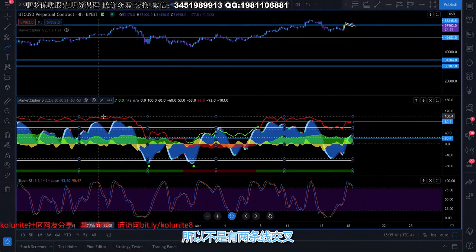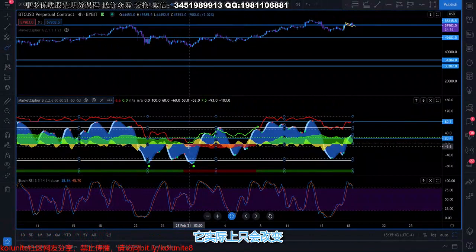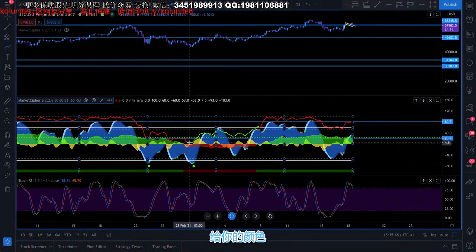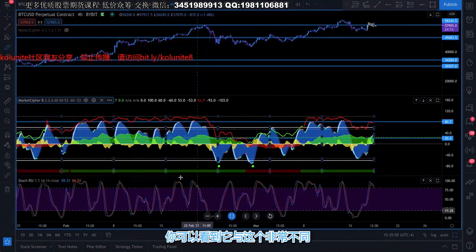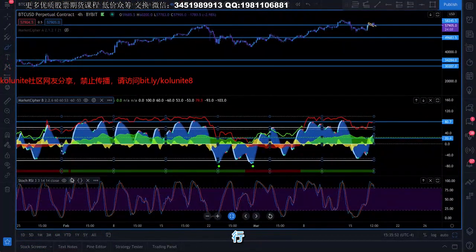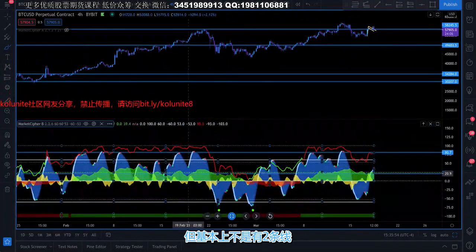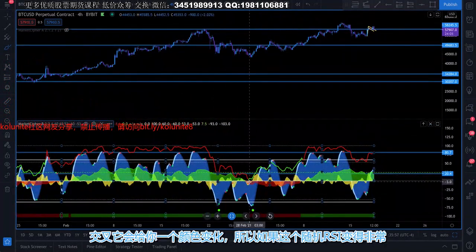Now, the Market Cipher one is very modified, okay? So instead of having two lines crossing over, it will actually just change color for you. It will change color for you, and you can see it's very much different than this RSI. It only has one line, but basically instead of having two lines cross, it will give you a color change.